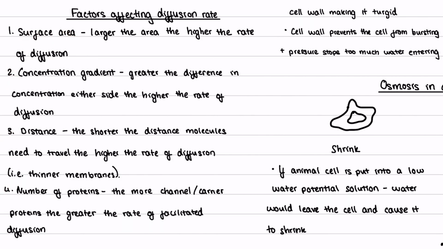First is the surface area. The larger the surface area, the higher the rate of diffusion. Next is concentration gradient. The greater the difference in concentration, the higher the rate of diffusion. Next is diffusion distance. The shorter the distance the molecules need to travel, the higher the rate of diffusion. And finally, the number of proteins for facilitated diffusion. The more proteins, the greater the rate of diffusion.